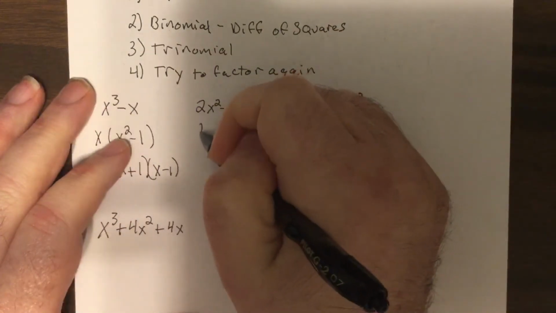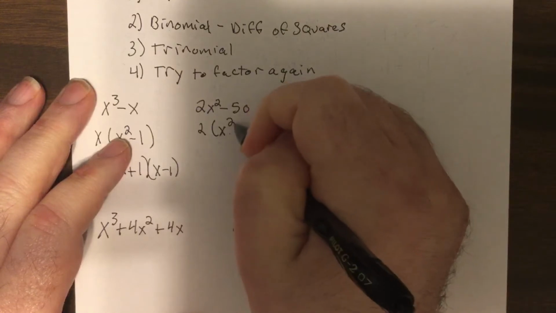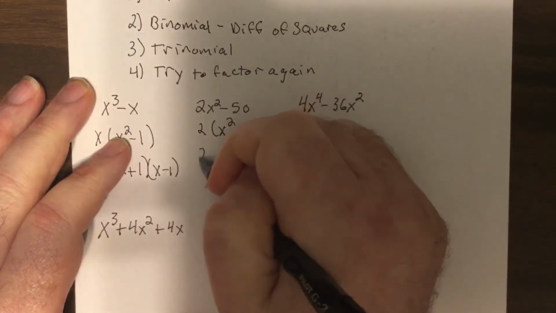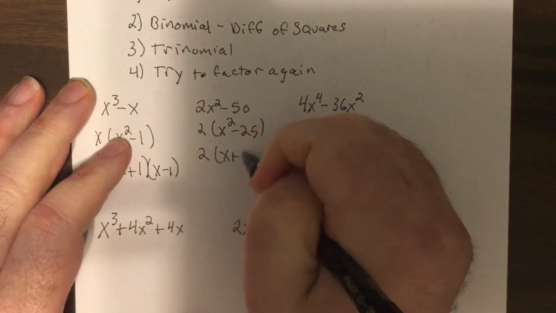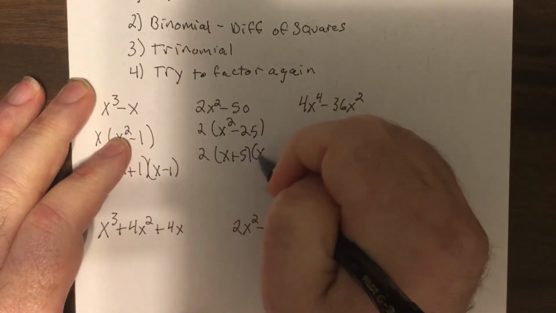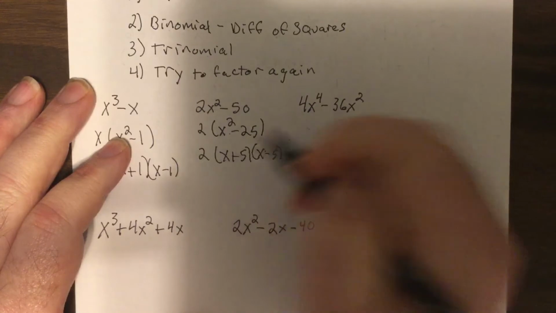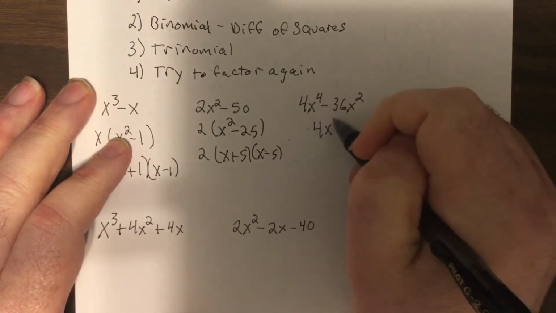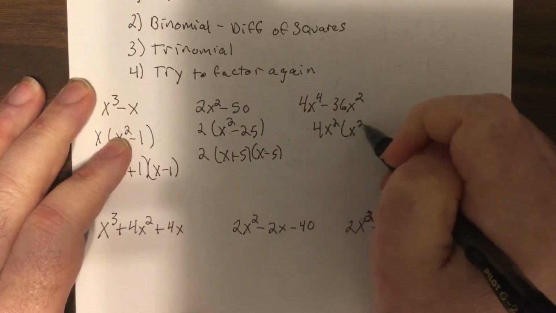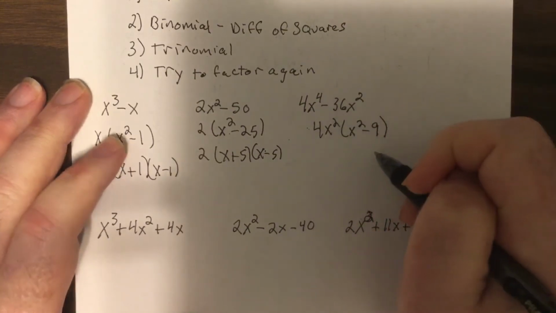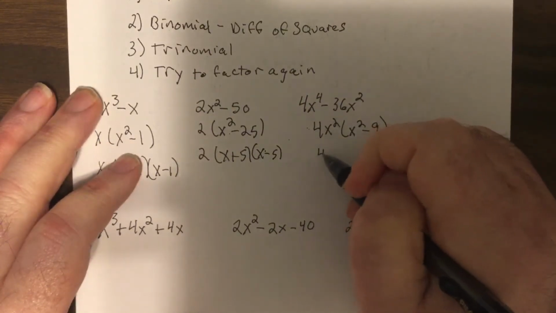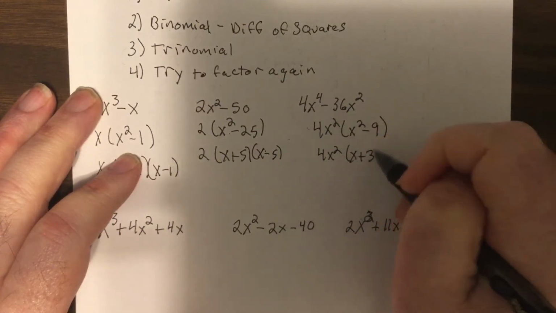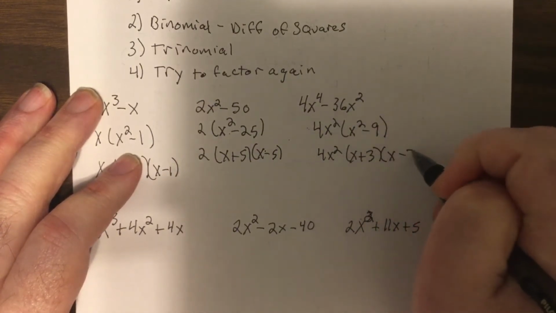Okay, so GCF is 2. It's a binomial, so I try to break it apart. X plus 5, x minus 5, highest power is 1, so I'm done. Here, the GCF is 4x squared, so it'd be x squared minus 9. So difference of squares. X plus 3, x minus 3.